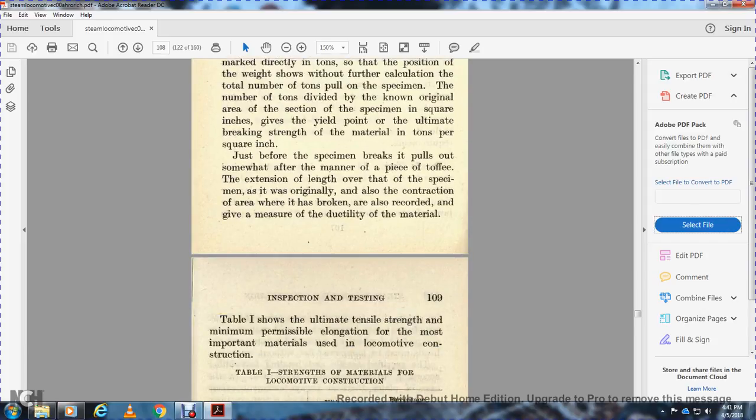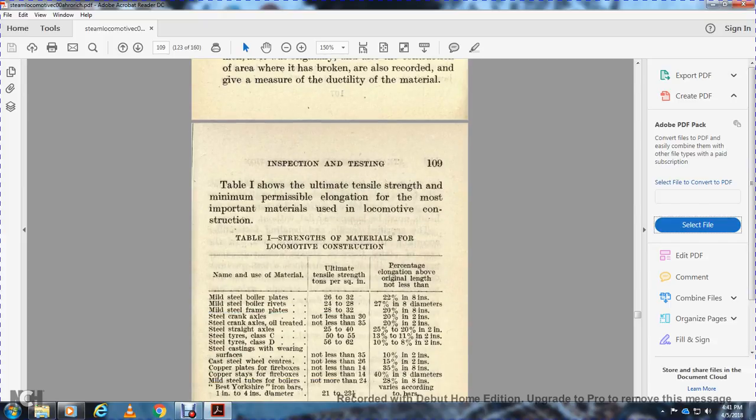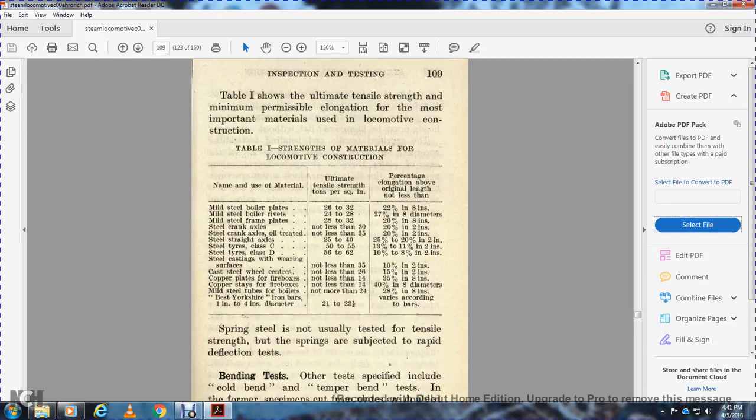The inspection testing table 1 shows the ultimate strength and the maximum permissible elongation of the most important material for the locomotive construction. Table 1, strength of materials: name and use of the material, ultimate strength in tons per square inch, percentage of elongation of the original length and not less than.